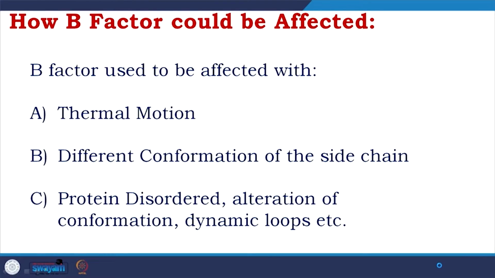Protein disordered, where the protein is not getting a very ordered structure like helix or beta sheet, it generally has loops, that also flexible loops. Alteration of conformation, where there are changes in conformation, and as I said, dynamic loops.